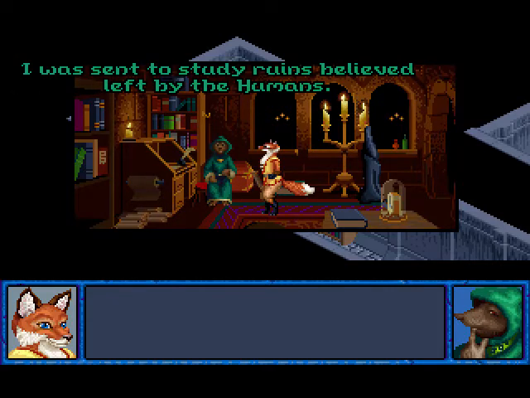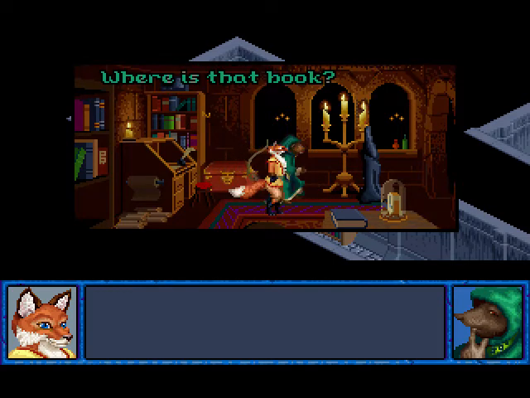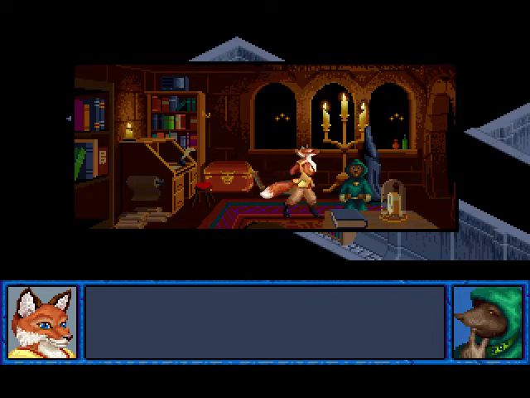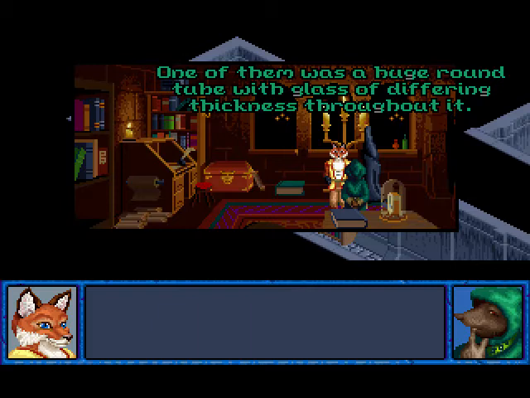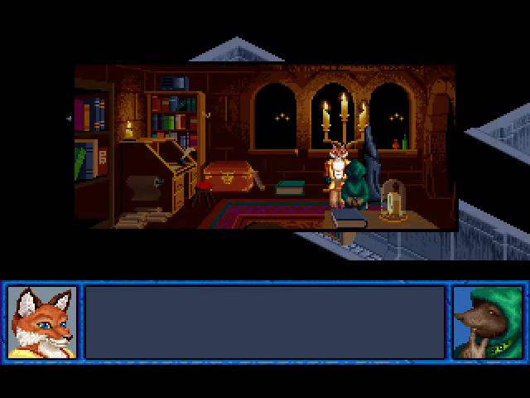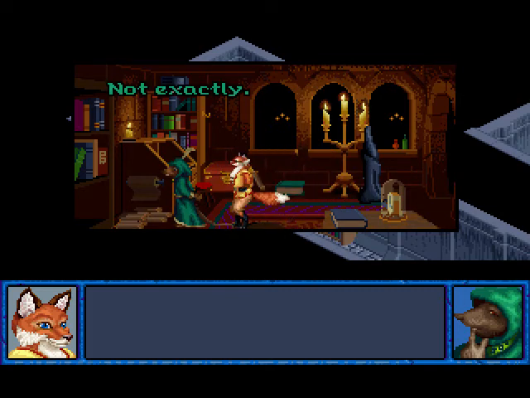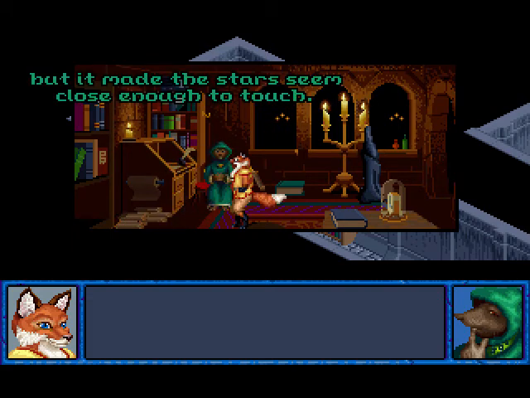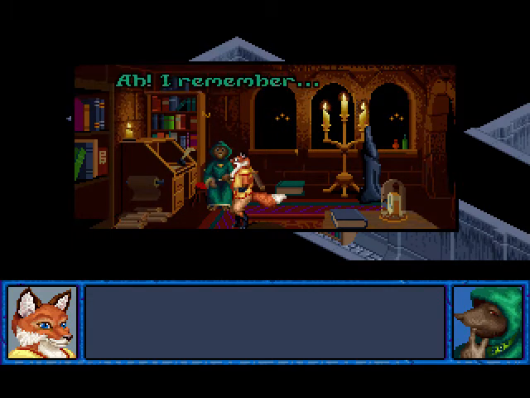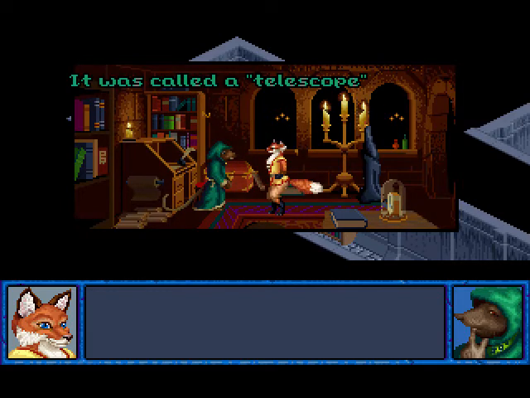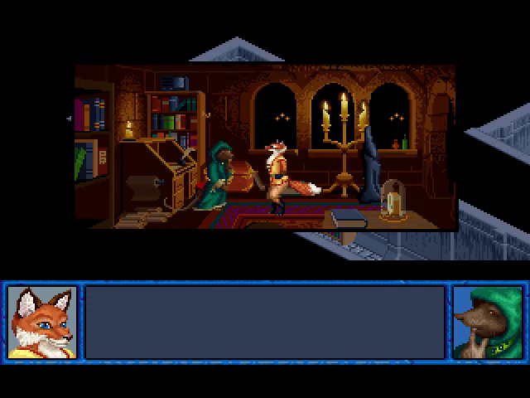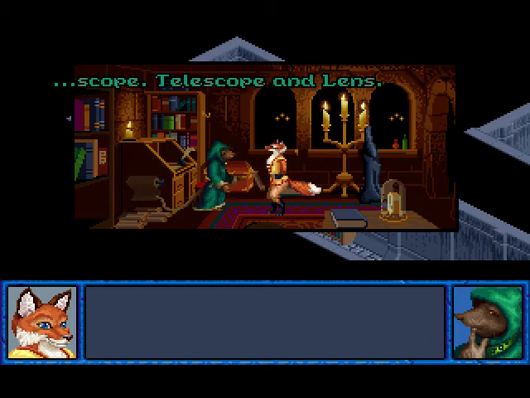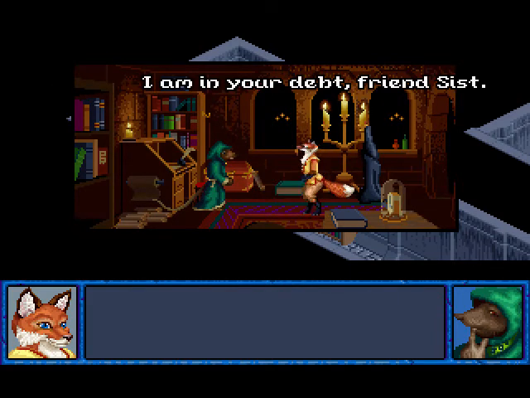I was sent to study ruins believed left by the humans. The sign out front read observatory and contained the most wondrous things. One of them was a huge round tube with glass of differing thickness throughout it. Was it a light catcher? Not exactly. From what I understood, it was more of a light bender. But it made the stars seem close enough to touch. Ah, I remember. It was called a telescope, and the piece of glass called a lens. I will return to the orb and see if it recognizes scope, telescope, and lens. I am in your debt, Francis.